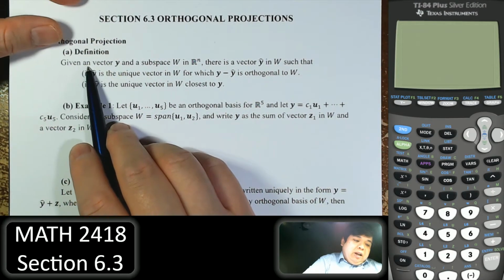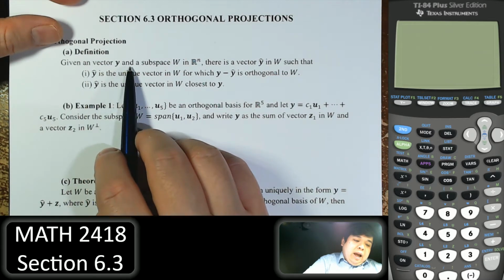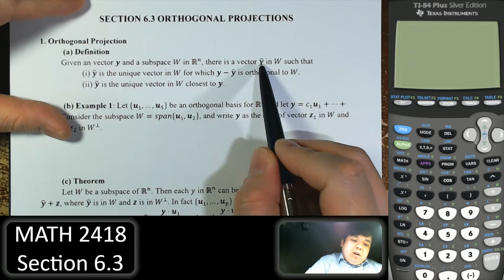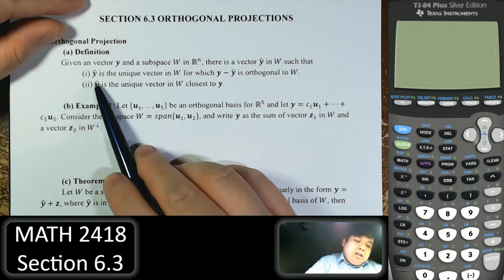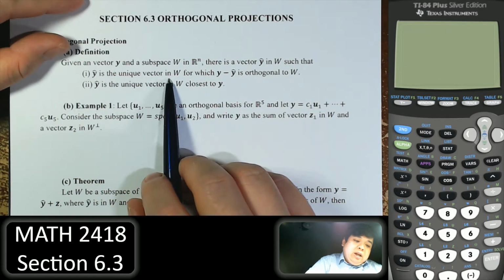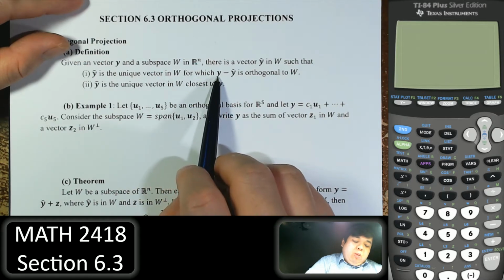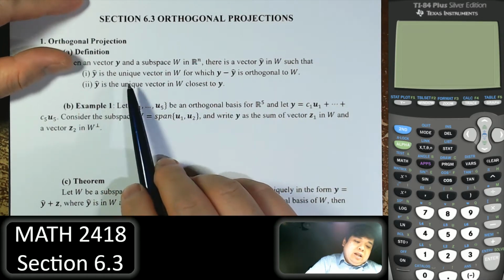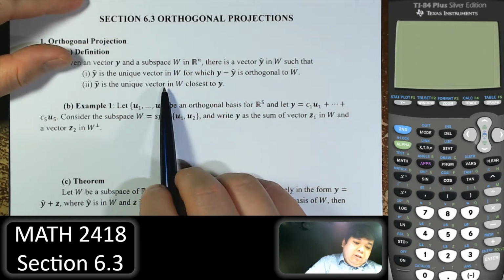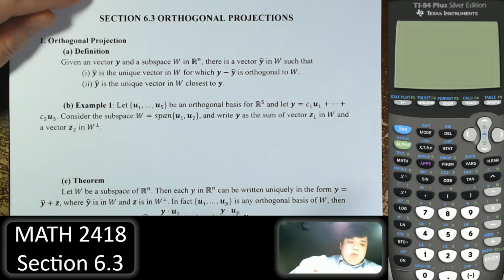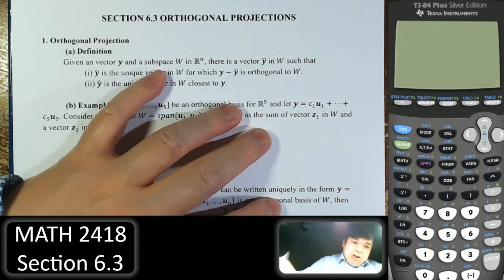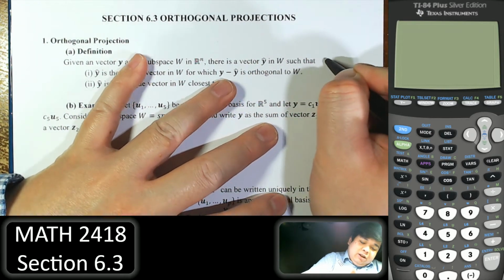Definition. Given a vector y and a subspace W in Rn, there is a vector y hat in W such that y hat is the unique vector in W for which y minus y hat is orthogonal to W, and y hat is the unique vector in W that is closest to y. So it will be easy if we draw this out.